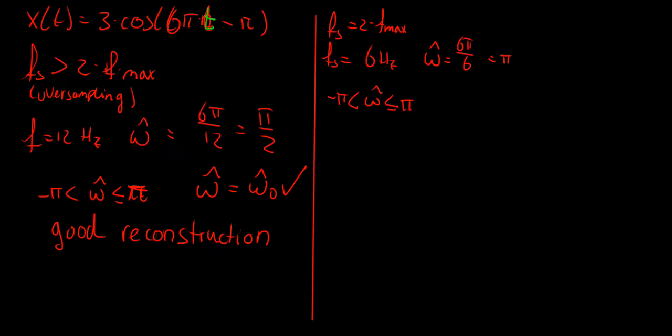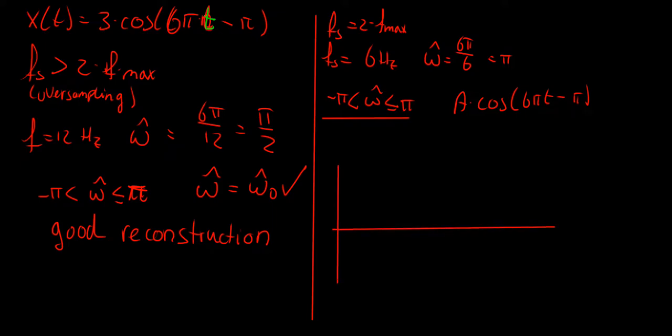Because while we will get our frequency back, so this results in our original frequency, however, we do not know the amplitude. So you get A times the cosine of 6 pi t minus pi. But we never know A. And why is that? Well, let me show you what happens if we have something like that.